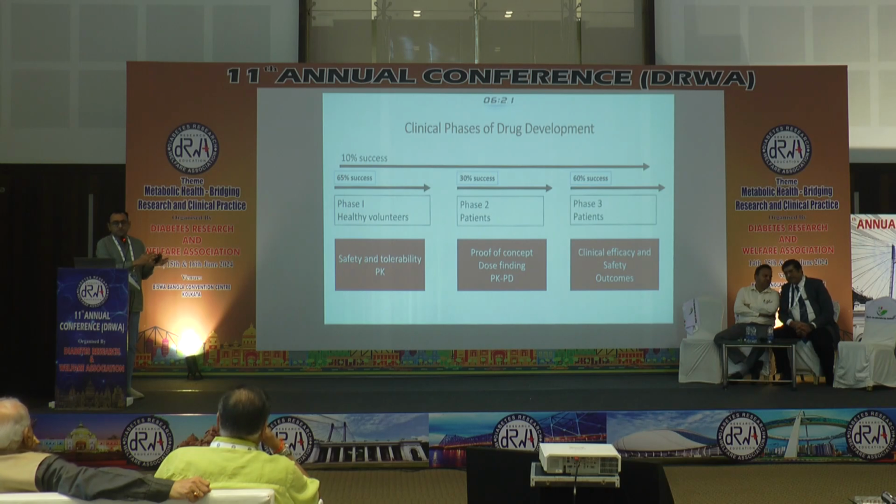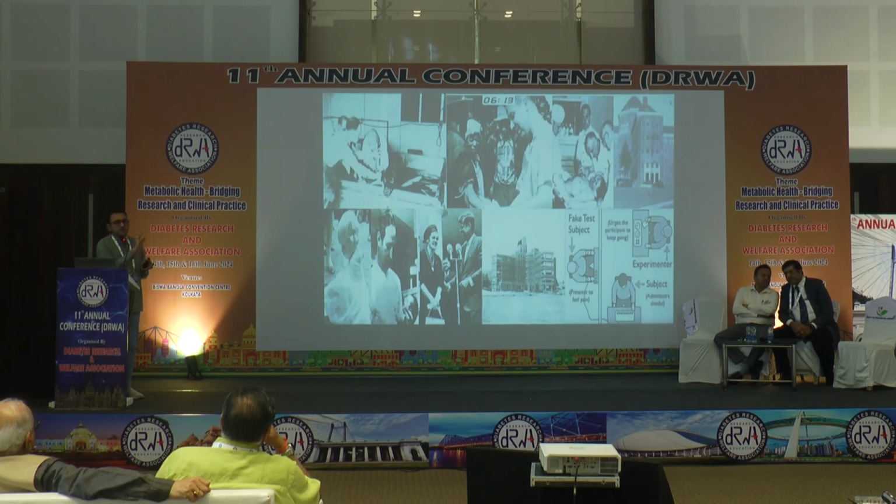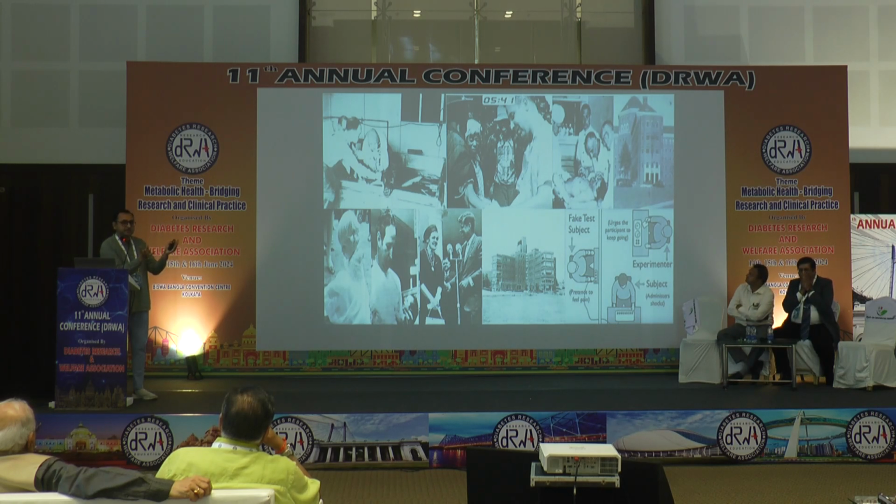So phase 1 means safety and tolerability, phase 2 means proof of concept, and phase 3 is clinical efficacy and safety outcomes. When we talk about research, we need to know something about these knee jerks. That means when we hammer our knee, there will be some knee-jerk reactions. These are a few events in the field of clinical research, starting with the Nazis, where people were exposed to extremes of cold or extremes of heat, just to see what physiological changes happen inside humans until they die.